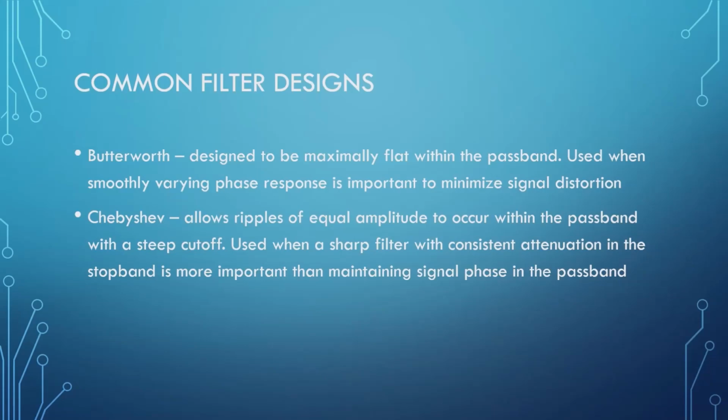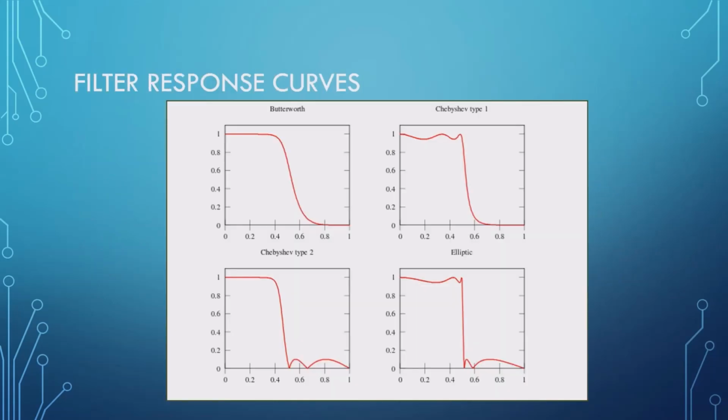Most of what you'll find, and what a lot of people just use, are either Butterworth or Chebyshev, unless you're really into doing high-end filters. Then you might actually use a Cauer or an elliptical. And these are examples of what the response curves look like.